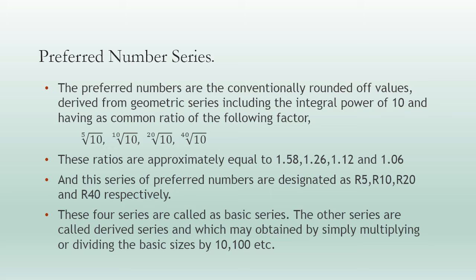If you calculate the fifth root of 10, you will get 1.58. These series of preferred numbers are designated as R5, R10, R20 and R40 respectively. That means the 40th root of 10 is designated as R40. These four series are called basic series, and the other series are called derived series, which may be obtained by simply multiplying or dividing the basic sizes by 10, 100 and so on.